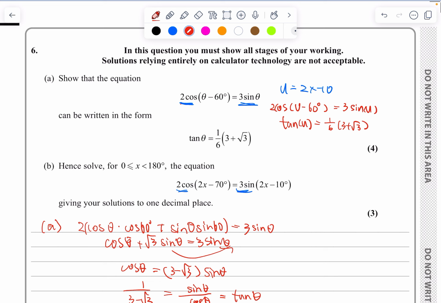Then how do we find the solution for this? We take the arctangent of it. So we have u equals arctan of this thing right here. Where's my calculator? Oh, here. Oh wait, u is 2x minus 10. Should I actually turn it back? Okay, no, we can't do that first. We have to do it step by step. So this will be 3 plus root 3 over.